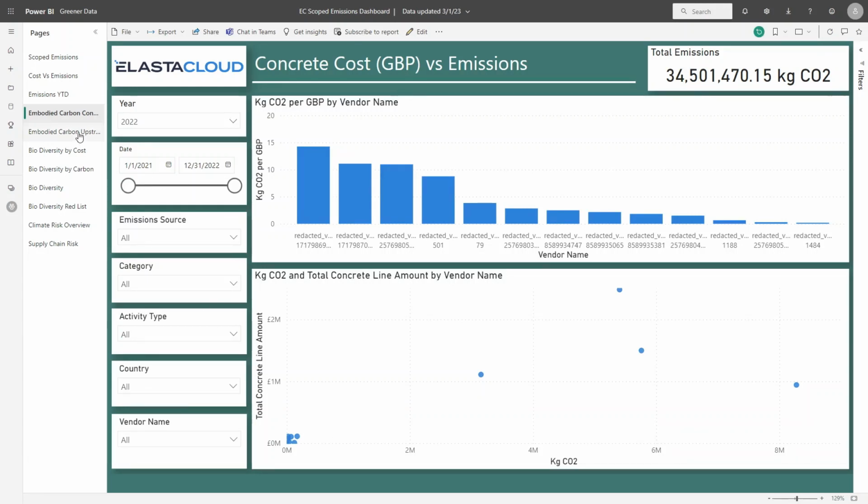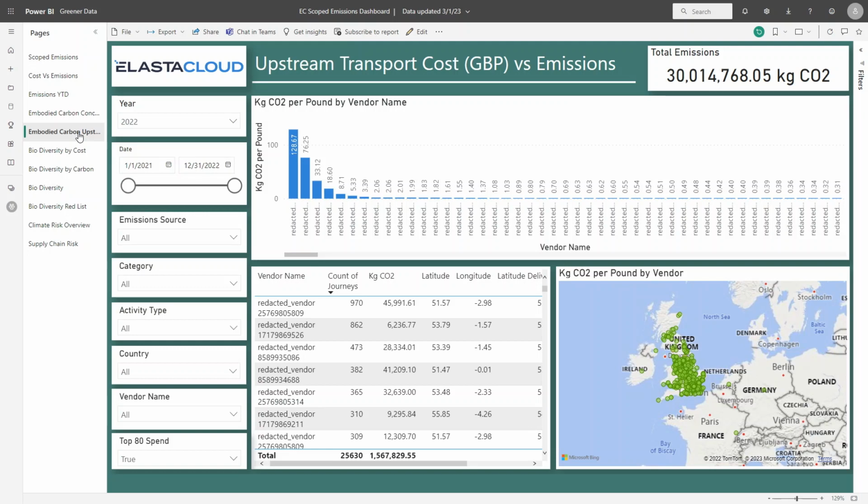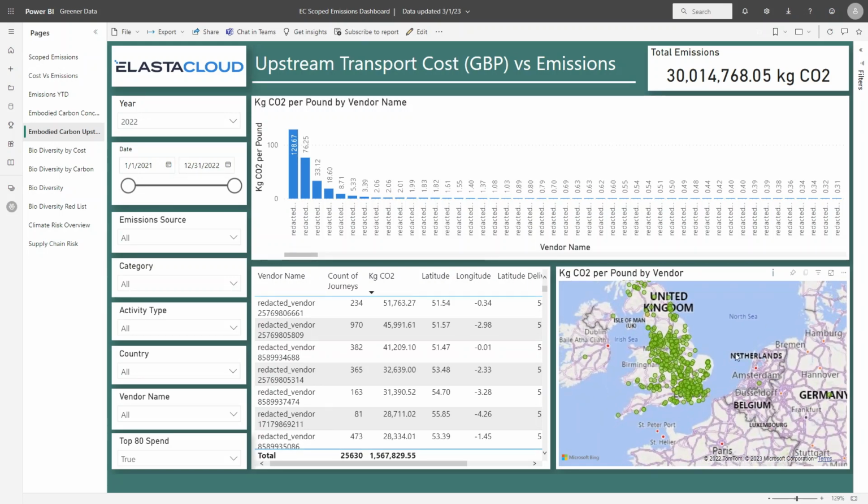This page is focused on embodied carbon coming from upstream transport. Similar to the concrete page, we can see the kilos of CO2 per pound spent at the top. Below this, we can see a table displaying the most common journeys, or the highest emitting journeys. And on the map, we are able to see this information displayed based on each journey's origin.